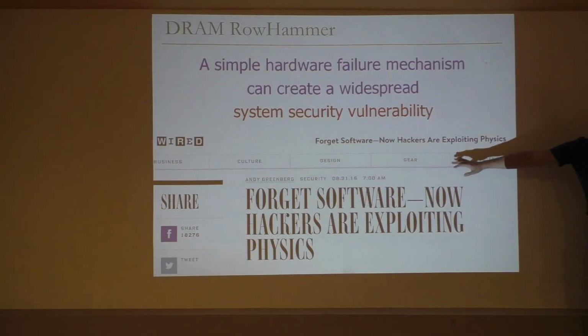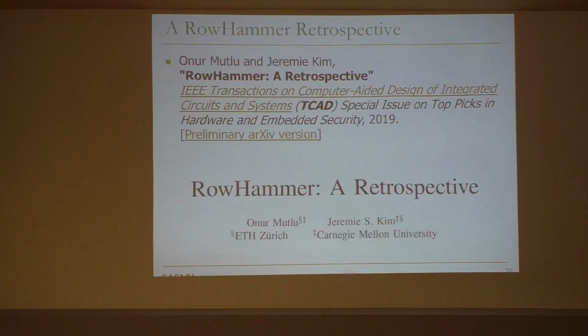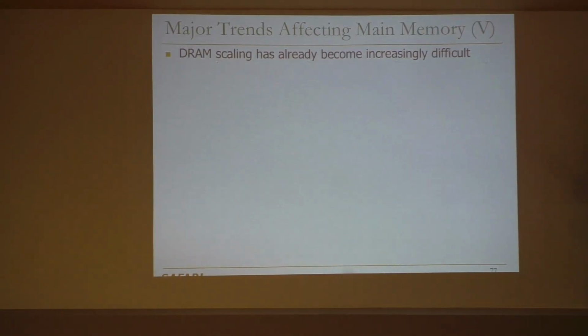And people are writing articles that sound like this. Forget software. Hackers are exploiting physics. I'd recommend this article also. It's very non-technical, but it gives you the basic idea. So we're going to talk about this in the next part of this lecture. What is this row hammer problem? This is essentially a scaling problem in DRAM. You get these predictable errors. Okay, let me leave row hammer for the next part of the lecture.